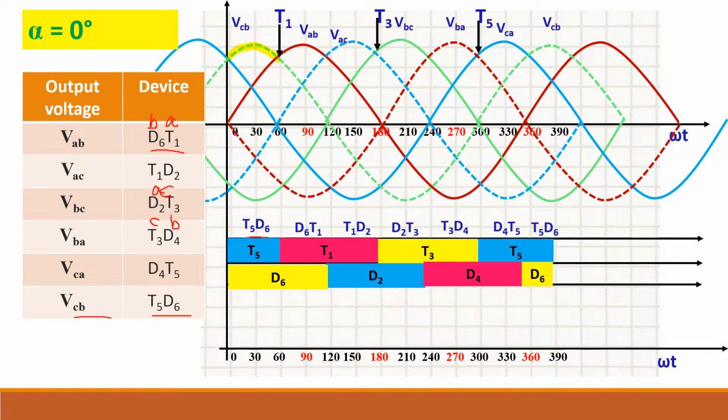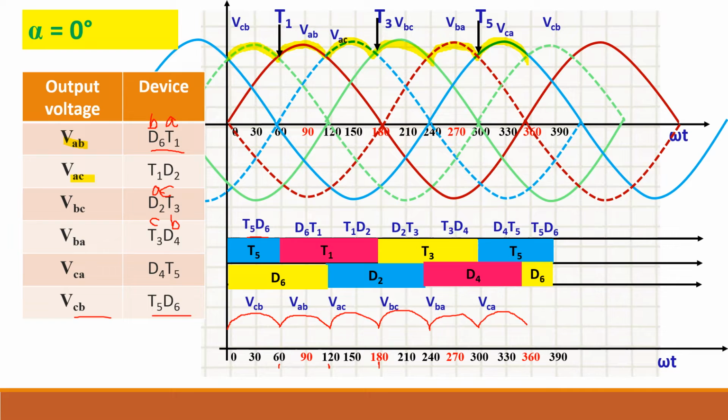Then what is the next interval? D6 T1, so the output should be VAB. Follow VAB. Then T1 D2, VAC should be the output, so follow this one. You can simply draw the output waveform. Mark this VCB, VAB, VAC. So this will be your output waveform.